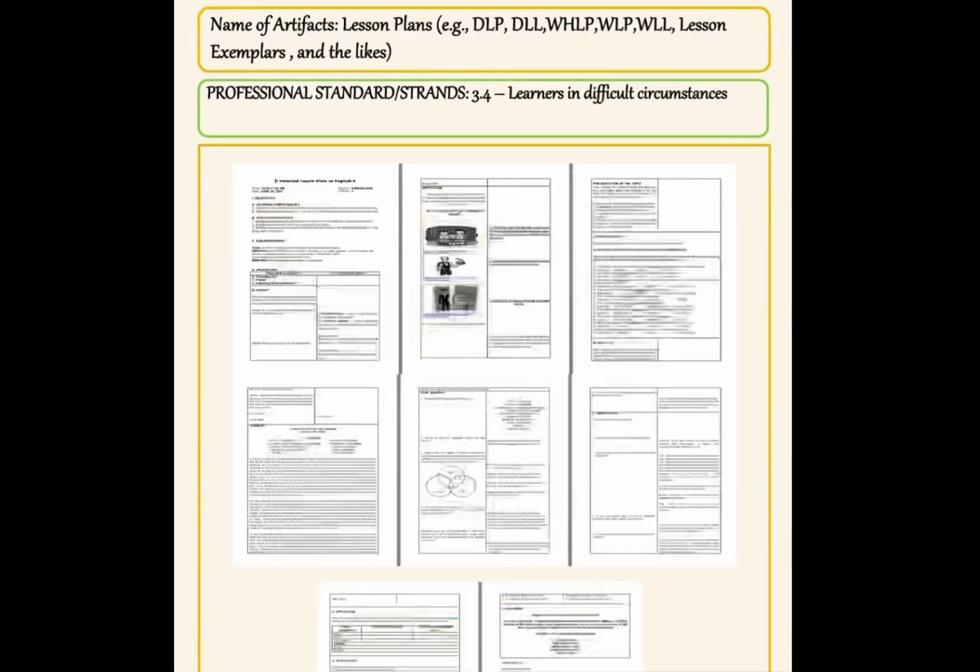The next artifact is lesson plans. Its professional standard strands is learners in difficult circumstances. So maglalagay lang kayo ng example ng DLP, DLL, WHLP, WLP, WLL, lesson exemplars, and the likes.